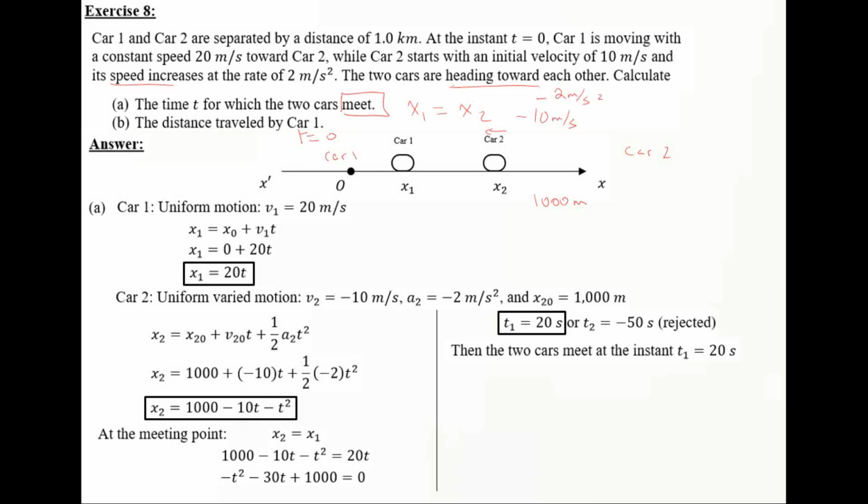Now in part B, they're asking to determine the distance traveled by car 1 when they meet. Knowing the type of motion of car 1, the distance is equal to the displacement because it's an unchanging direction, which is given by v1 times t. The speed is uniform, which is 20, and they meet after 20 seconds, and the distance in this case would be 400 meters.